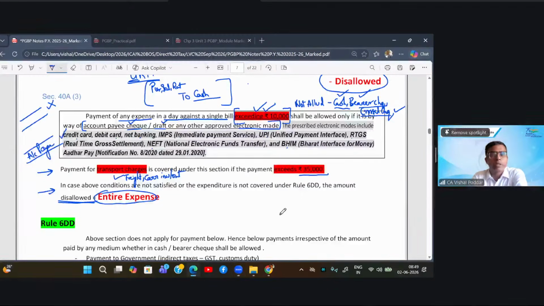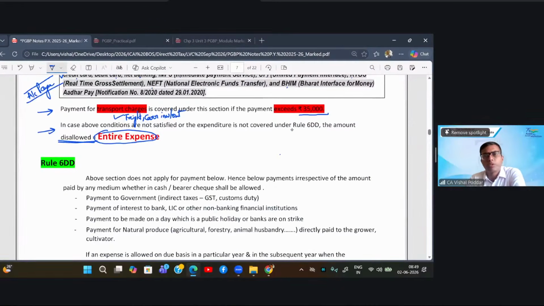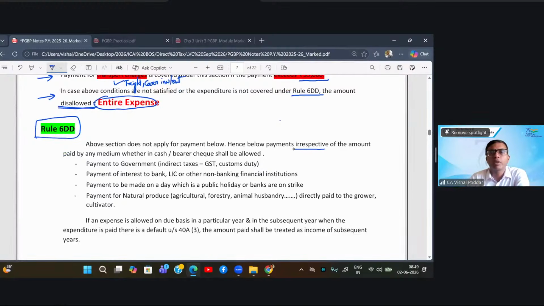Correct? Second relaxation given. Now this is interesting. Second relaxation is that for certain expenses which are covered in Rule 6DD, you can make payment of any amount in cash. So Rule 6DD has covered some expenses where there is no restriction of the amount, there is no restriction of the medium. Irrespective of the amount, you can make payment by any method: cash, bearer, account payee, online, whatever. In short, for these expenses, the above restriction is not there. What are these?